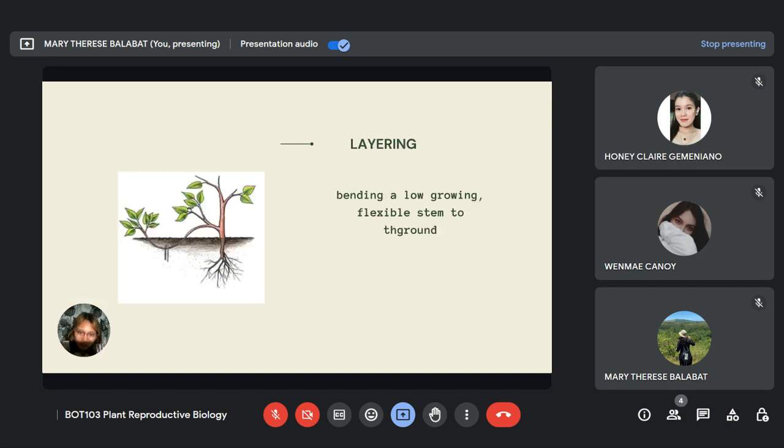Layering is the process of bending a low-growing flexible stem to the ground. So it is done by bending a stem to the ground and then by covering it with soil so that it will produce roots.